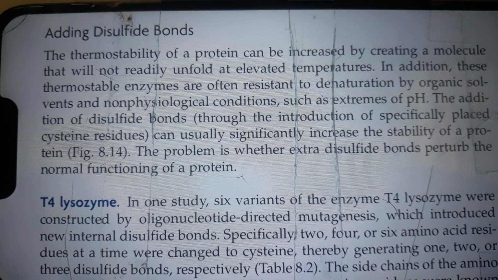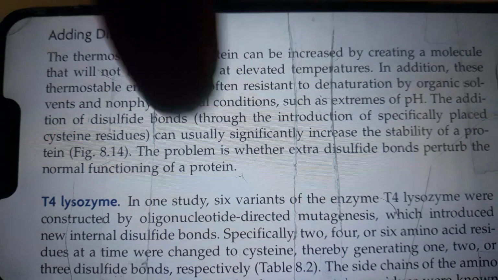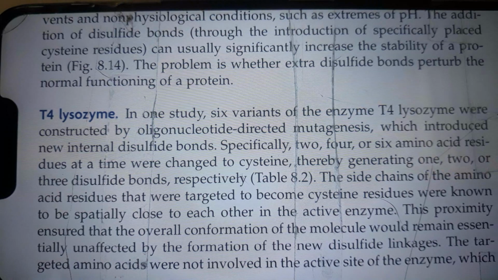Adding disulfide bonds. The thermostability of a protein can be increased by creating a molecule that would not readily unfold at elevated temperatures. In addition, these thermostable enzymes are often resistant to denaturation by organic solvents and to non-physiological conditions such as extremes of pH. The addition of disulfide bonds through the introduction of specifically placed cysteine residues can usually significantly increase the stability of a protein. The problem is whether extra disulfide bonds perturb the normal functioning of a protein.